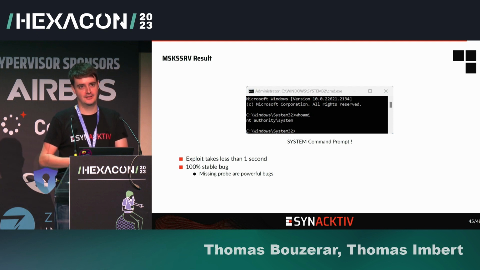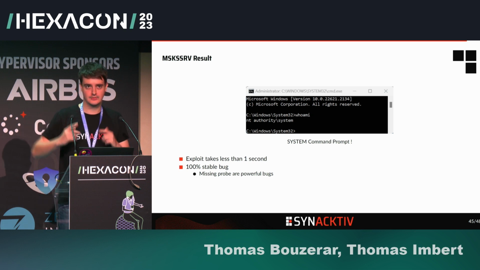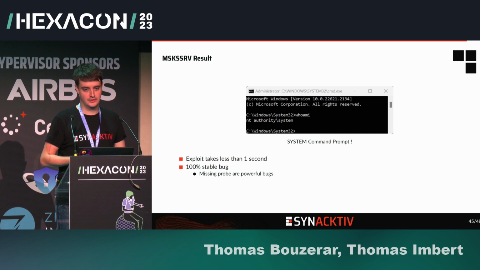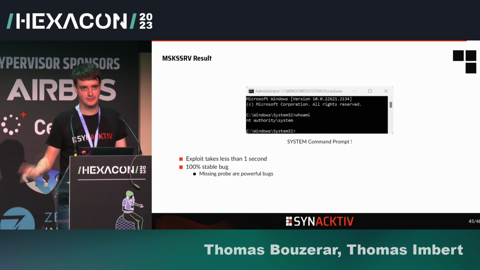And the bug is very powerful. The missing probe bugs are very powerful, so it's stable. That's good for the exploit chain, because if we had one bug that was not really reliable, for Pwn2Own you only have 3 tries. Both our exploits are reliable; they shouldn't fail, and the exploit is very fast. And one fun fact, or not so fun fact, is that we didn't spend a lot of time looking at this driver. We found the bug, and after a few hours, we got a working exploit.